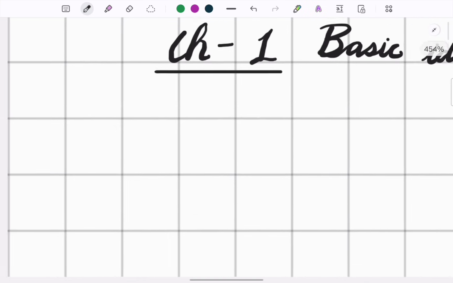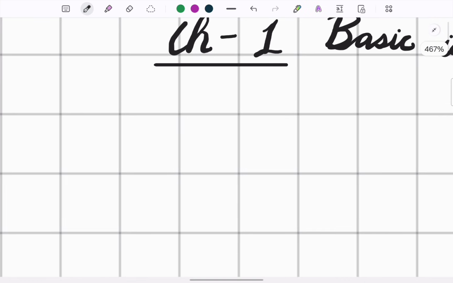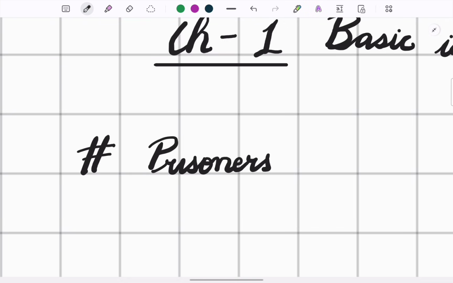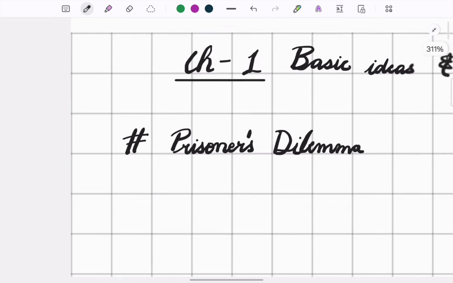So, the example I'm going to take up is the classic prisoner's dilemma game, and I'm going to brief out what the framework for that game is. So, this is the prisoner's dilemma game.